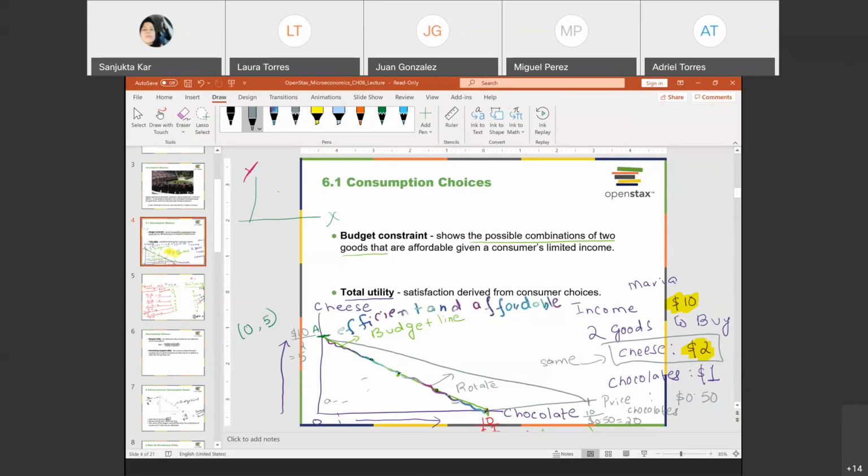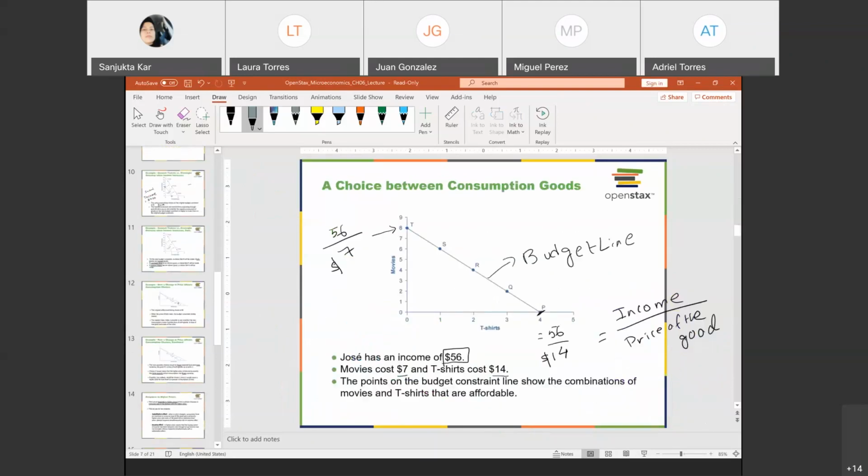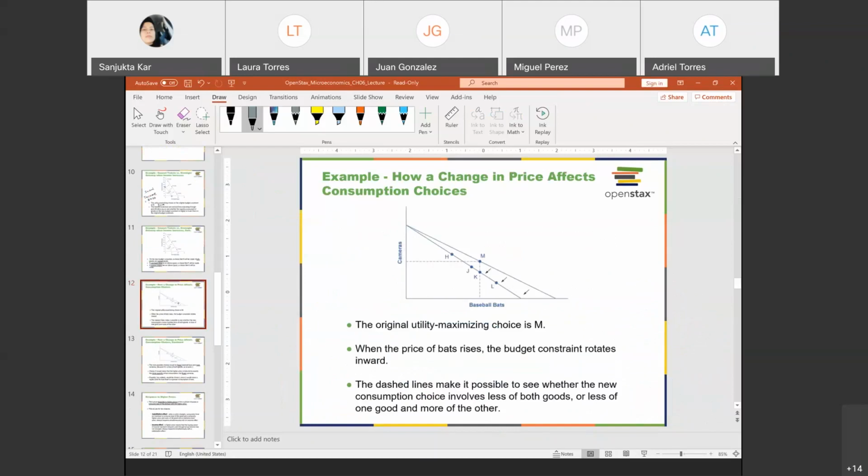However, if the price of chocolates goes up from $1 to $2, the price of cheese staying the same, she can buy 10 over $2, that is 5 bars of chocolate. So going back to this one here, let's see what happens here.